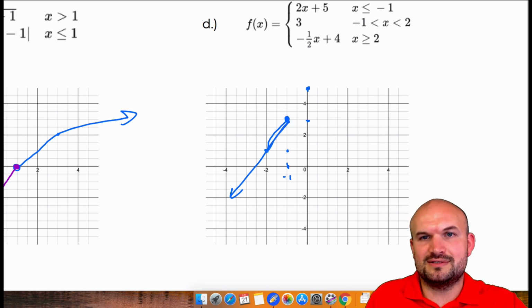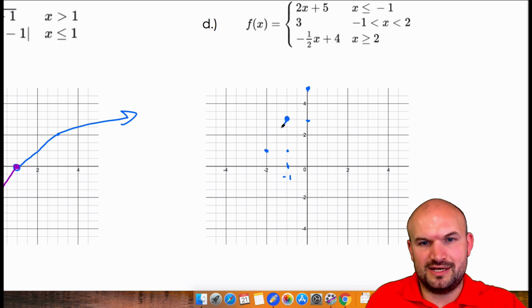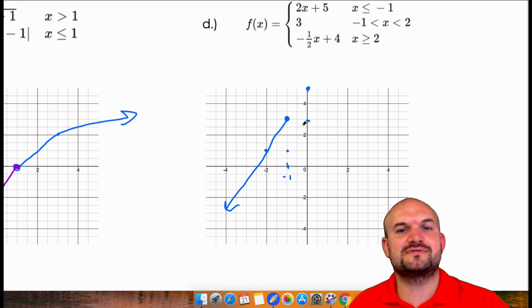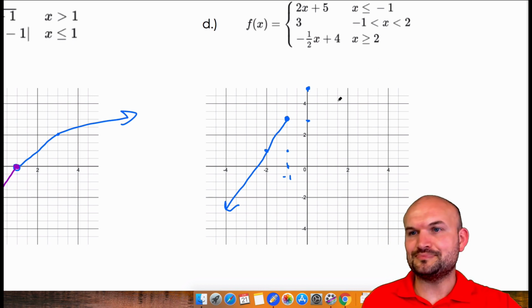Good. All right, let's see if I can delete that bad curve. Dang it. That wasn't supposed to happen. Let's try this again. Okay, it looks better. Please don't mark me down for bad graphs. I'm just trying to do my best.